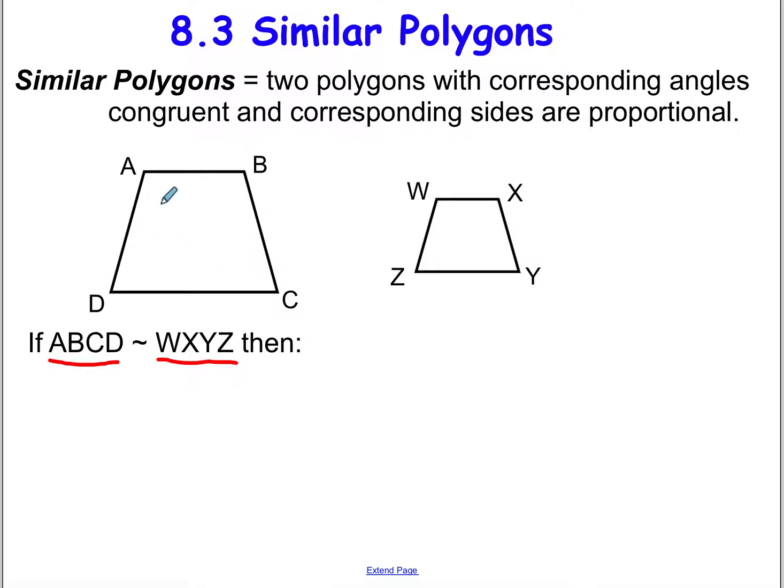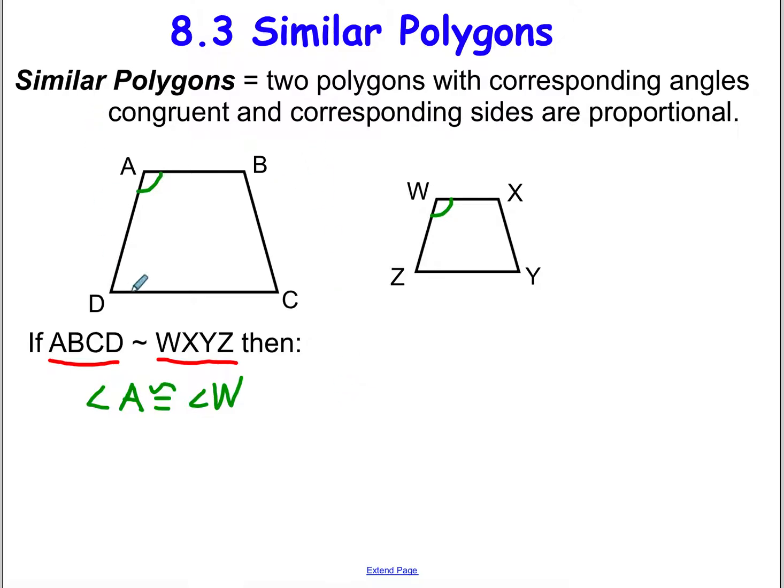Corresponding angles are congruent. Here's what that means. We have angle A. What is the corresponding angle to angle A in this shape right here? Well, it's really easy to tell that the corresponding angle is angle W. So since these two things are similar, we would say angle A is congruent to angle W, because those are corresponding. They're in the same general location in the shape. Obviously, this is the upper left angle, and this is the upper left angle. These two angles are corresponding angles. They correspond to the same location in each of these quadrilaterals.